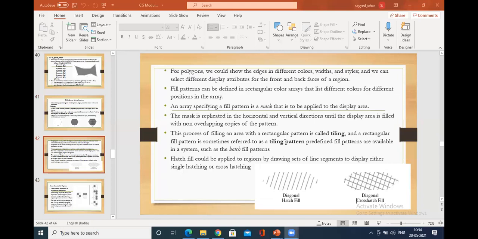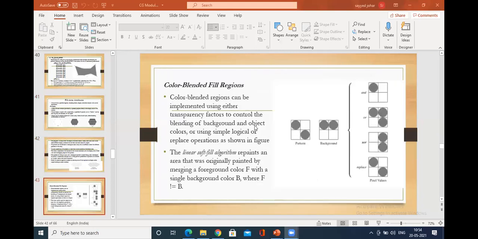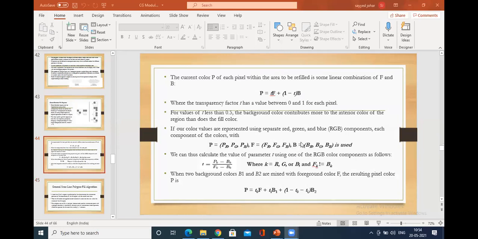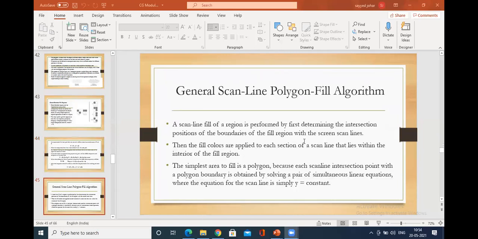In the fill area attributes itself, you will have a scanline also, that is given the area. How do you fill using pixels? So color blended fill region. See, this is by using various functions called AND, OR, XOR, replace. All those things you could see in your project. Okay, so as of now, no brief description is needed on this.